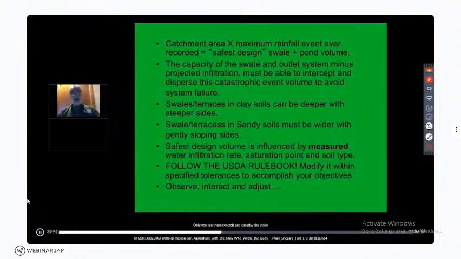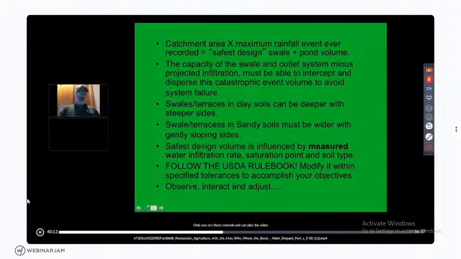This will be more on the water management stuff, but I just want to mention that we want to design to be able to handle our catastrophic rain event. If we don't design for a mega event, and we get a mega event, we can have a catastrophic failure. We don't want that. If you've got clay soils, you can have a swale deeper, with steeper sides. Sandy soils need to be wider so they don't fill in so quick.